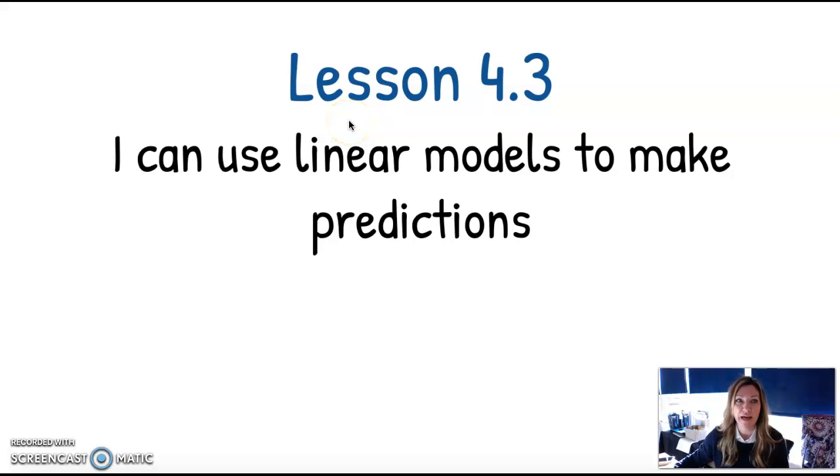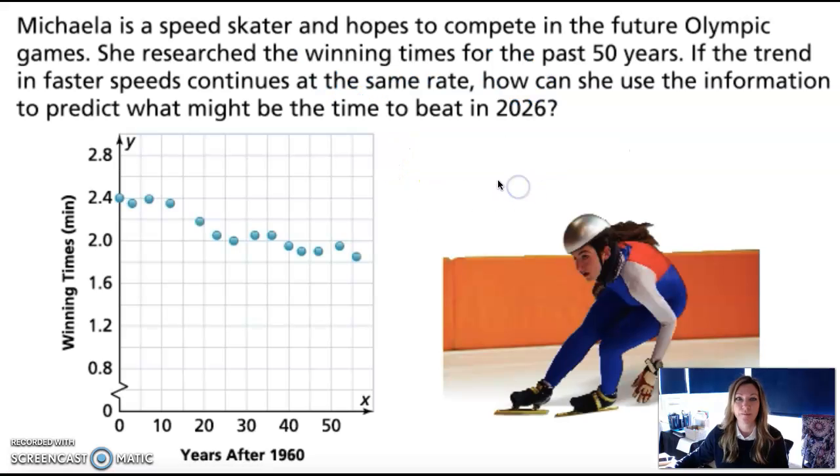Lesson 4.3, I can use linear models to make predictions. Michaela is a speed skater and hopes to compete in the future Olympic Games. She's researched the winning times for the past 50 years. If the trend in faster speeds continues at the same rate, how can she use the information to predict what might be the time to beat in 2026?